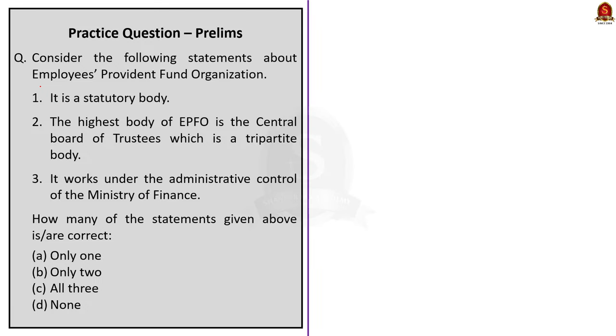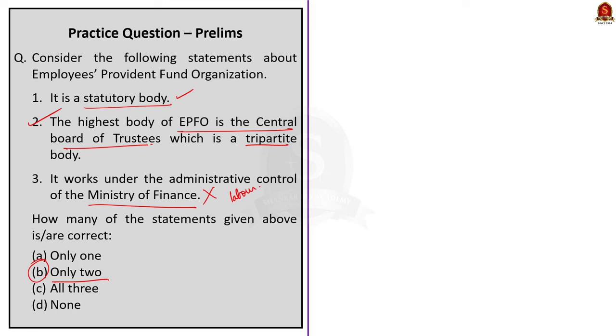It is about Employees Provident Fund Organization. It is a statutory body, so it is a correct statement. The highest body of EPFO is Central Board of Trustees, which is a tripartite body. Yes, this is also correct, as we have seen in the discussion. It works under the administrative control of Ministry of Finance. This statement is incorrect because it comes under the control of Ministry of Labour and Employment. So the correct answer is option B, only two pairs.